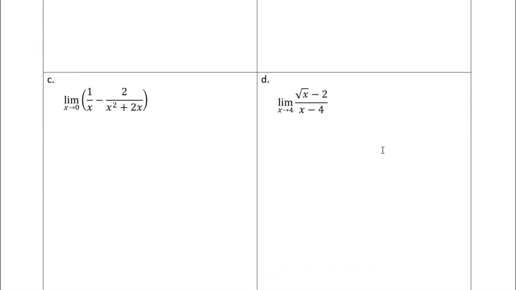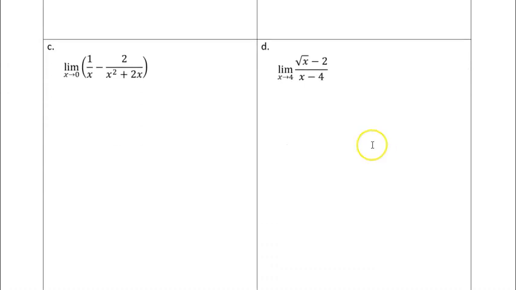All right, so let's keep going here. It's the same sort of thing. We just have to simplify this until we can figure out what's going on. So you can see again, if I try to do direct substitution, I get a 0 in the denominator. Here I have the difference of two rational functions. So what do I need to do?